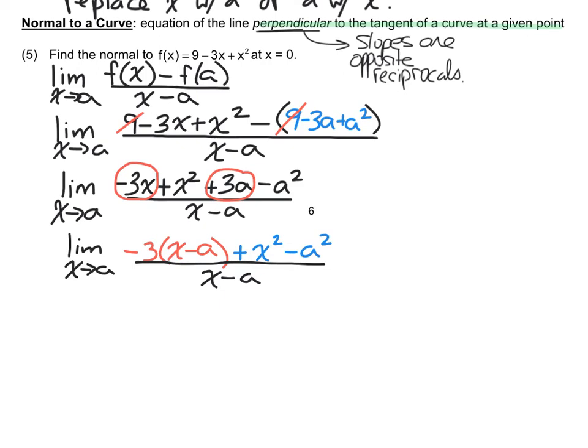So you look for things that are in common. Here we have a common coefficient, so it's a good place to start. I pull out the -3, I'm in good shape. The x squared minus a squared, it's not a matter of a GCF there. That's a matter of factoring the binomial.